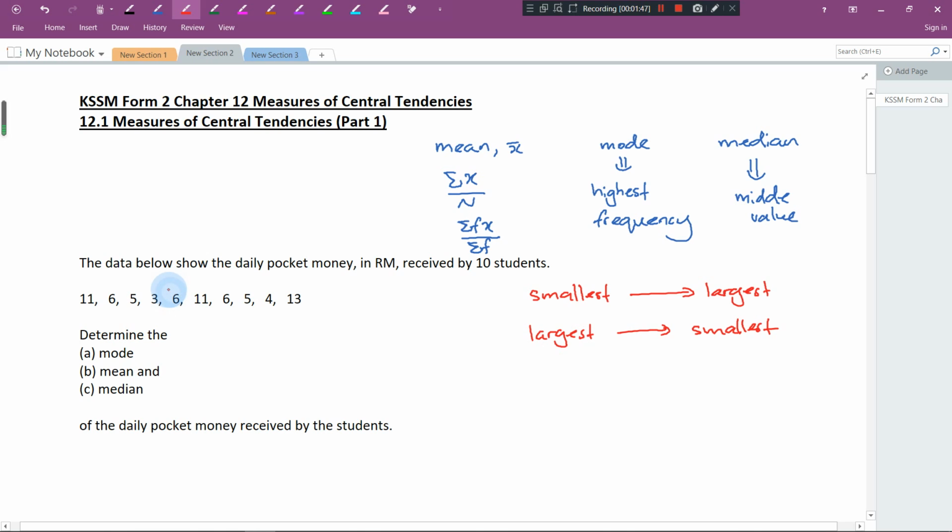Okay, now look at this example. The data below show the daily pocket money in RM received by 10 students. I have 10 data over here, but you will notice that the data is given randomly. The question hasn't arranged the data nicely. So what's the first thing we want to do? If the question asks us to determine the median, we need to make sure that the data is arranged nicely in ascending or descending order first before we determine the median.